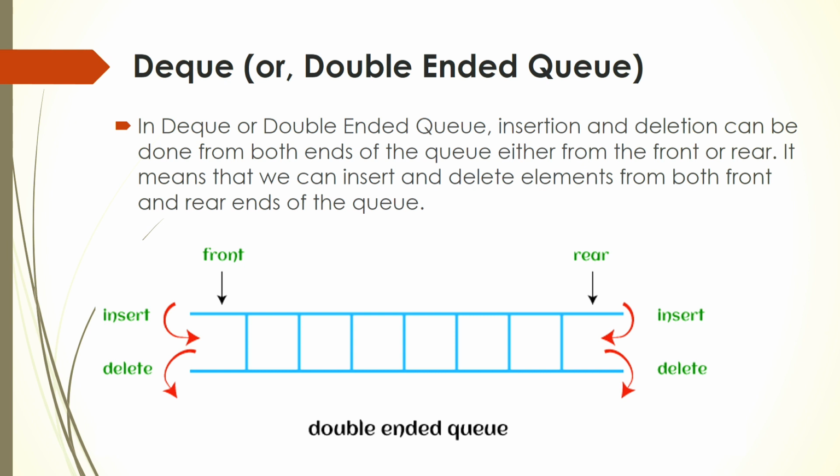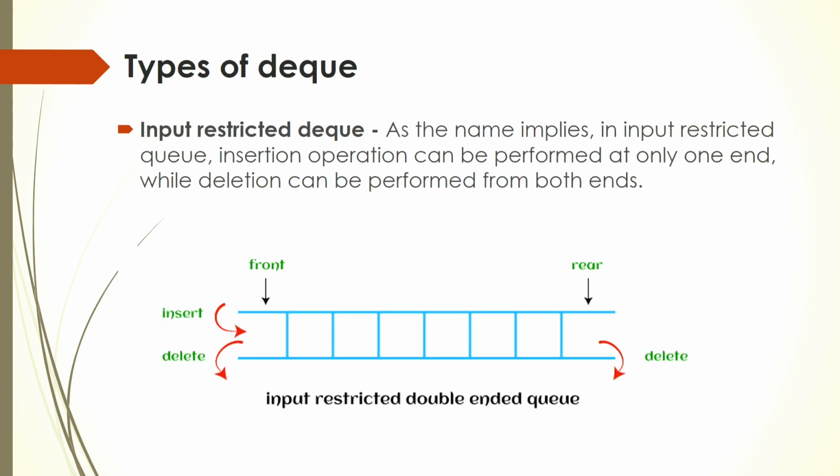So now let's come to the two types of DQ. First is the input restricted DQ. As the name implies, in an input restricted queue, insertion operation can be performed at only one end, while deletion can be performed from both ends. Right? So like here you can see that insertion only occurs at one end, but deletion can be performed at both ends, that is front and rear. So this is known as an input restricted DQ.